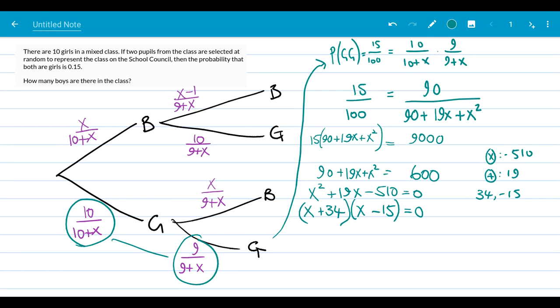So effectively, this is telling me that the number of boys in the class is either minus 34, which is ludicrous, or 15, which is the only viable solution. So we say there's 15 boys in the class with 25 people in total.